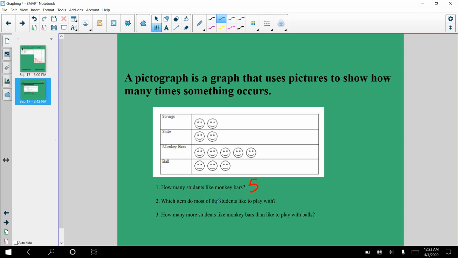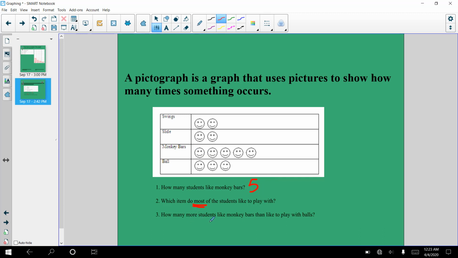Which item do most of the students like to play with? Most means the biggest number. The biggest number here is monkey bars. So the answer is monkey bars.